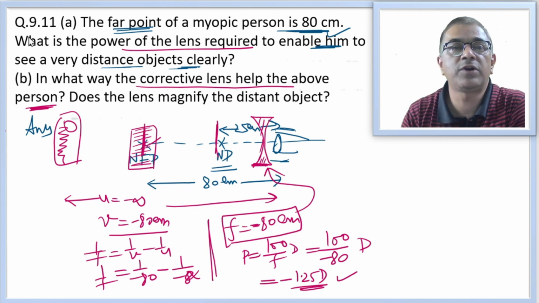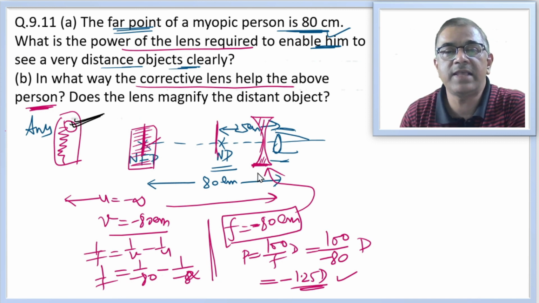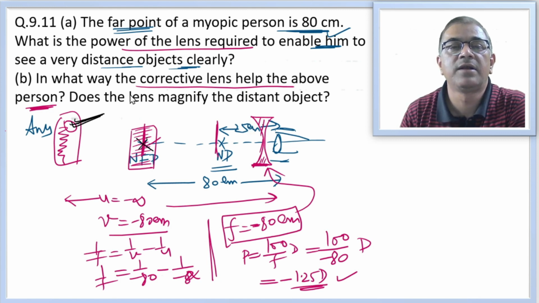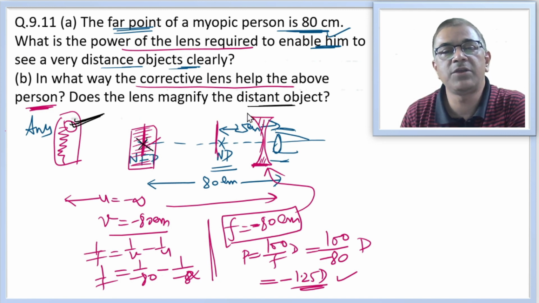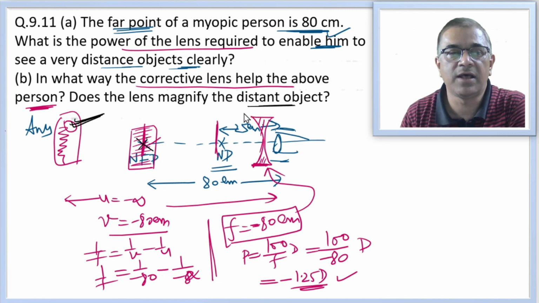Is that right? So what this lens does, this concave lens, is make the image of this object at the new far point, and this is how the corrective lens helps the person to see the object lying at a very far off point. Does the lens magnify the distant object? Of course not. It doesn't magnify, but definitely it brings the object much closer to the eye at the new far point.